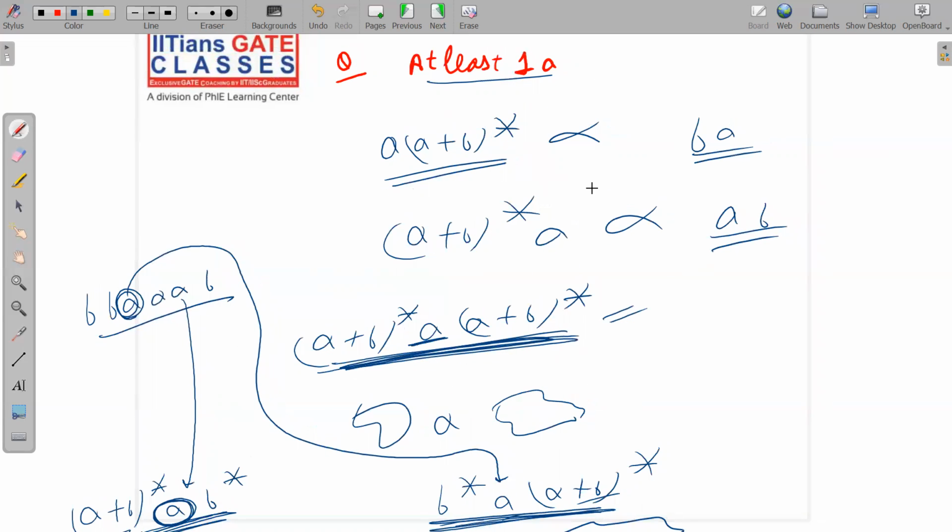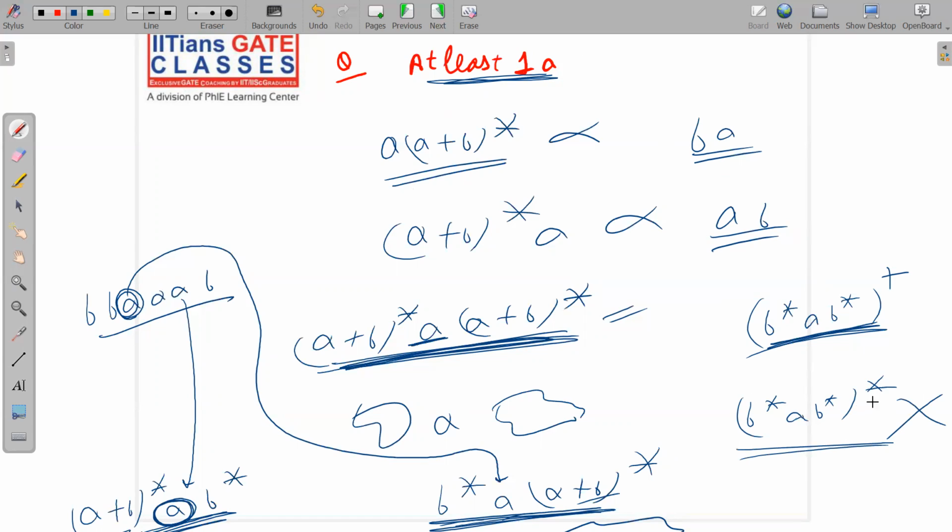Another better way can be B star A B star. I have already written that for exactly 1A. At least 1A means you should get at least 1A, so you can get more A's also. So just apply plus on A. This will be at least 1A. Please, I am not writing star. If you write star, you will get null, but null does not contain at least 1A. So please do not write B star A B star star. This is wrong, because it will have the null string, but null is not in at least 1A. Please note it down carefully.